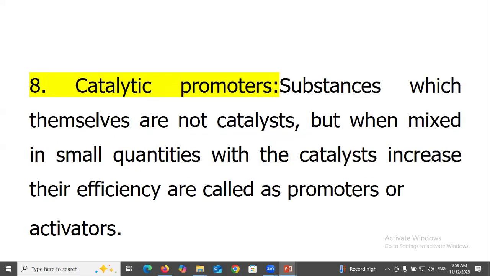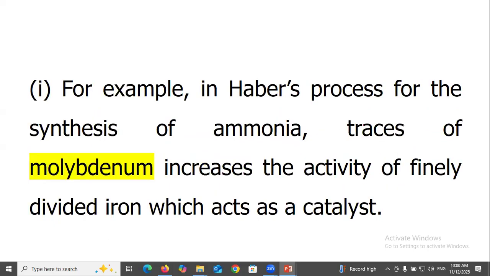Catalytic promoters are substances which themselves are not catalysts, but when mixed in small quantities with the catalyst, increase its efficiency; they are called promoters or activators. For example, in Haber's process for the synthesis of ammonia, traces of molybdenum increase the activity of finely divided iron, which acts as the catalyst.